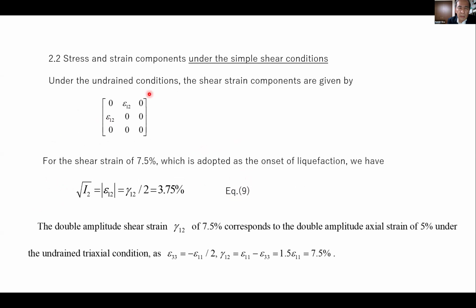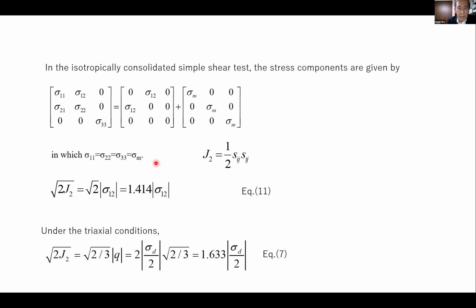The strain conditions are very simple. In this case, the square root of I2 is 3.75%, because 7.5% of shear strain corresponds to the double amplitude axial strain of 5% in the triaxial condition. So we consider the shear strain of 7.5%. The stress component is very simple, only sigma and tau xy. The second invariant J2 is 1.414 multiplied by the shear stress. You can compare the results for simple shear tests and the triaxial conditions.